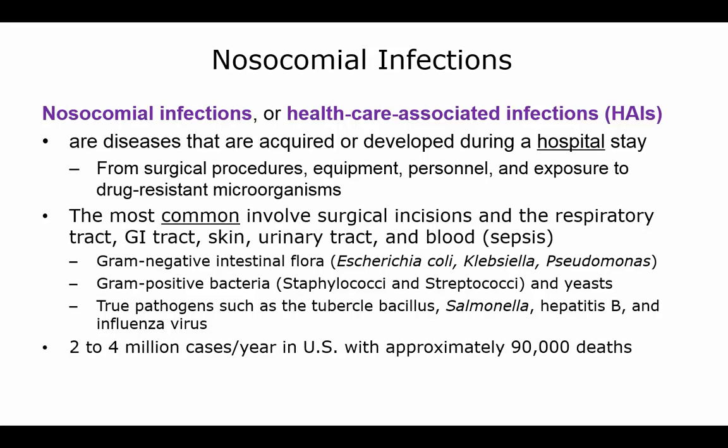You can get the gram-negative intestinal flora like E. coli, Klebsiella, the gram-positive bacteria, Staphylococcus, Streptococcus, also yeast, and then you can get things like tubercle bacillus, tuberculosis, salmonella, hepatitis B, and of course influenza. You have 2 to 4 cases per year in the United States, usually causing around 90,000 deaths. And these are your nosocomial infections.